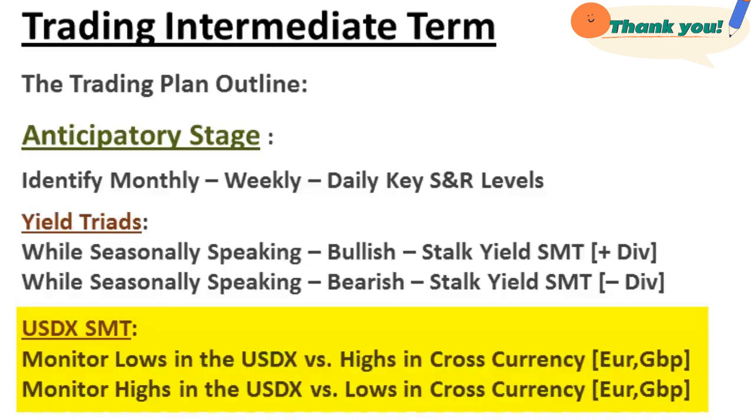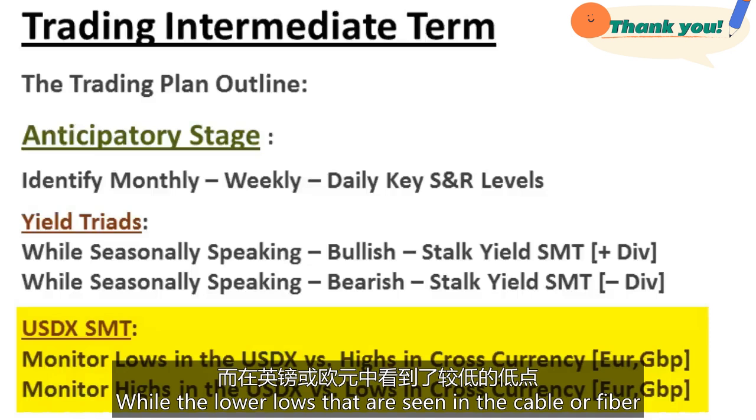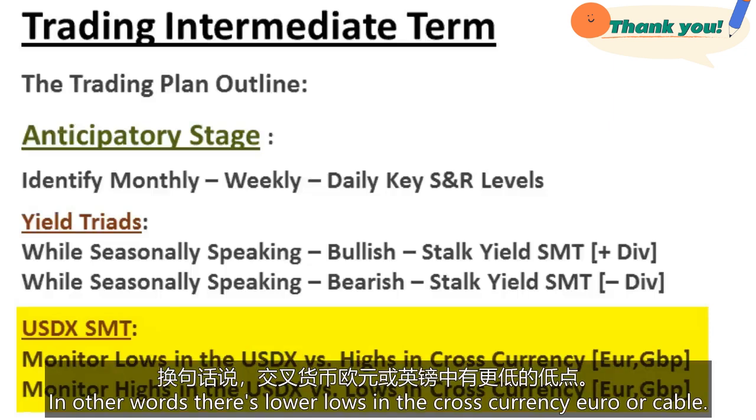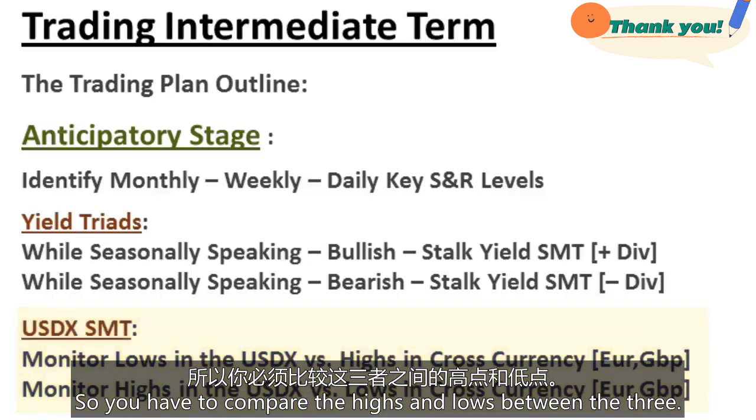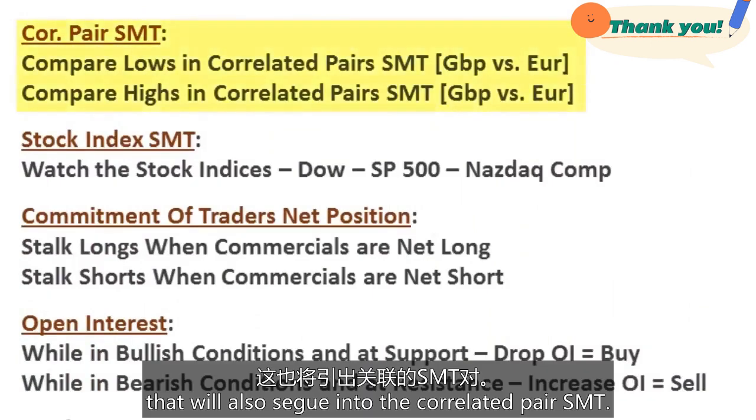If the US dollar index fails to make a higher high, while the lower lows that are seen in the cable or fiber are met equally, in other words, there's lower lows in the cross-currency euro or cable, there's a crack in correlation as well. So you have to compare the highs and lows between the three, okay? And that'll also segue into the correlated pair SMT.